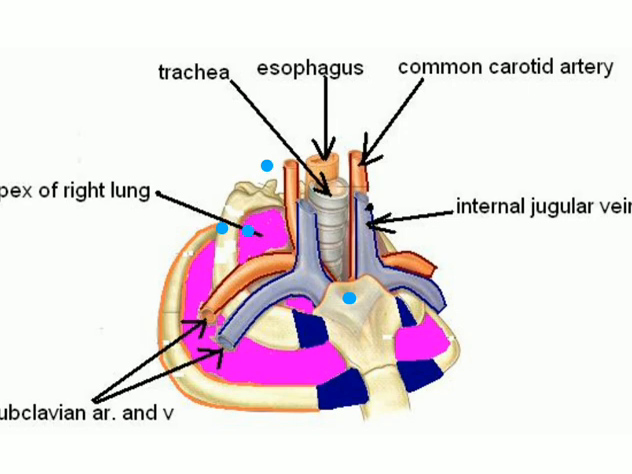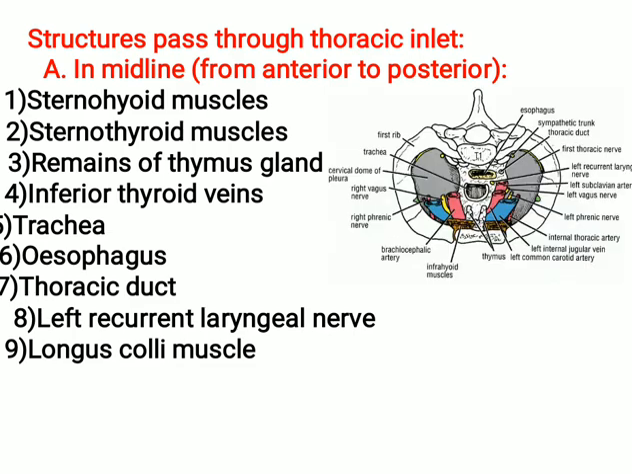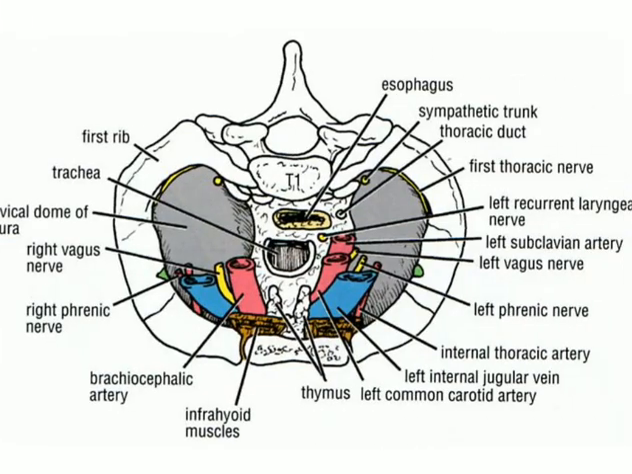So now we also have the trachea, that air passage. We have the esophagus. We have the common carotid artery. We have the internal jugular vein, the subclavian artery, and the vein on each side. Among the things that you have also left out, we also have muscles all over there. We have the sternohyoid and the sternothyroid. Together they remain with the remains of the thymus gland, also among the structures that pass through the thoracic inlet.